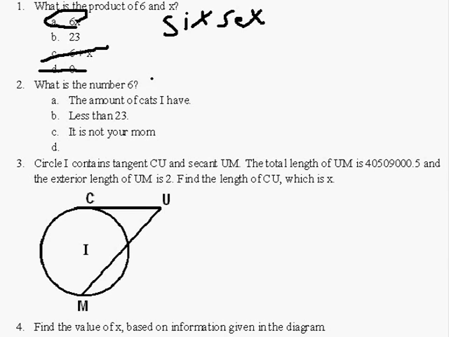Now on to number 2. What is the number 6? Now, is it the amount of cats I have? Less than 23? And, or is it not your mom? Well, I do have 6 cats. So that is it. I have a single. It is in fact less than 23. So, I have a double. And it is indeed not your mom, so I got myself a triple. But that's not all! Ding ding ding ding, it's secret answer all of the above!